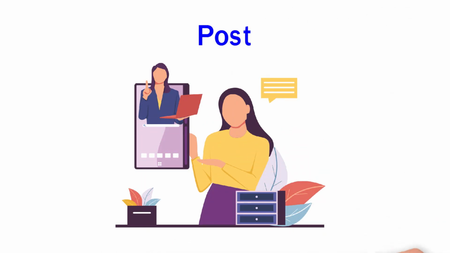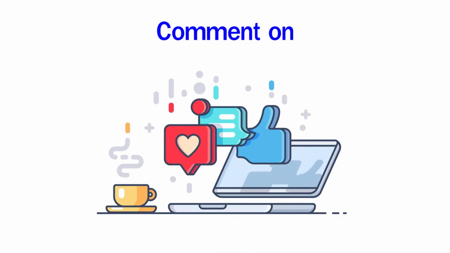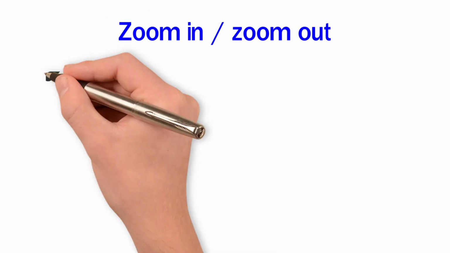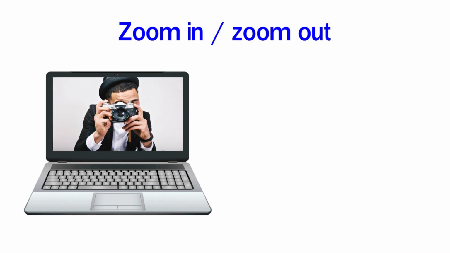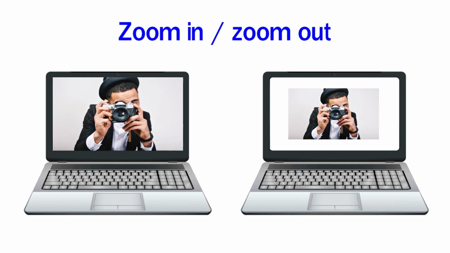Post. To put a picture or comment on a blog or social network. Comment on. To write a reply to something you see on a blog or social networks. Zoom in, zoom out. When you want to make a picture bigger, you need to zoom in. When you want to make a picture smaller, you need to zoom out.